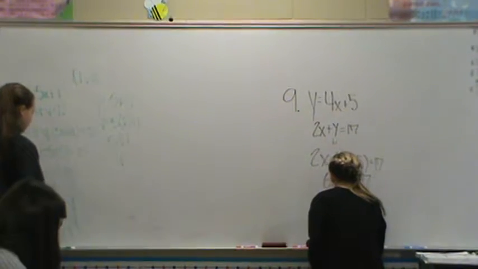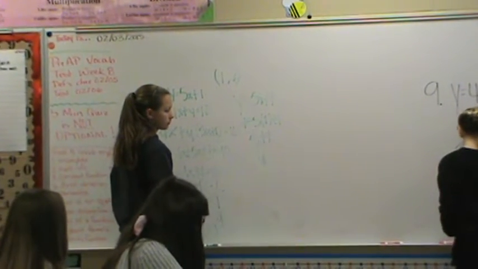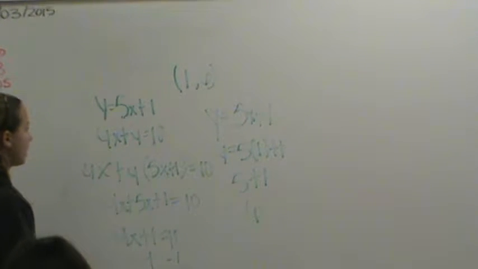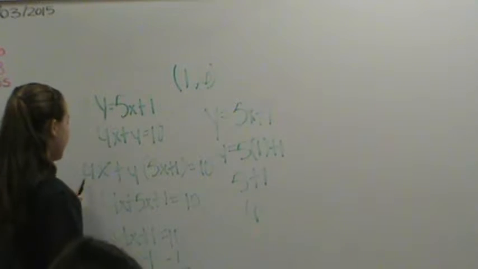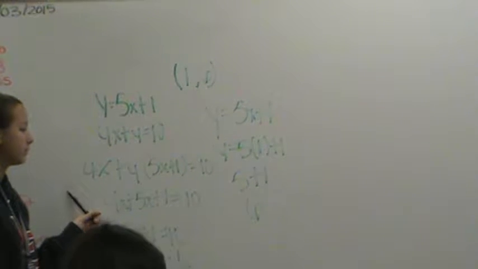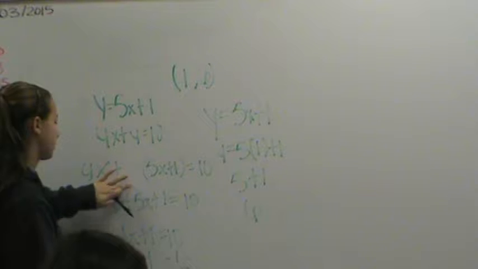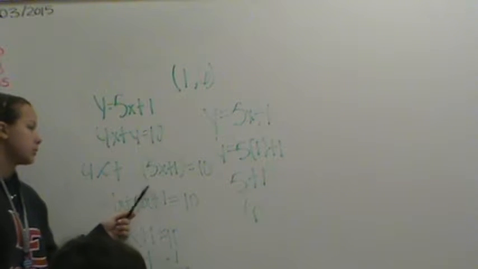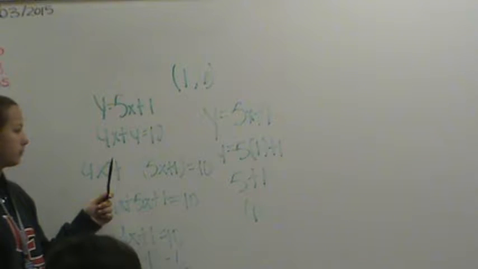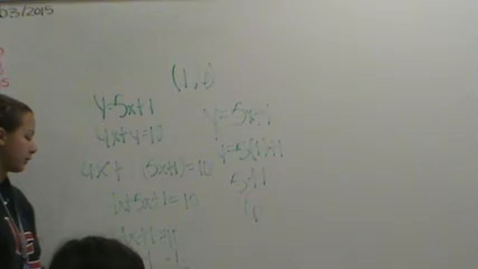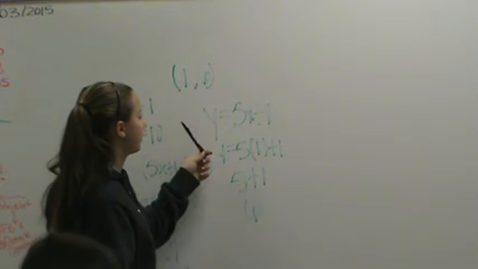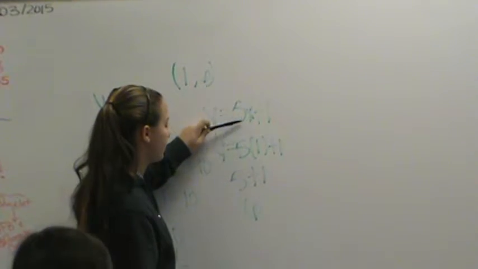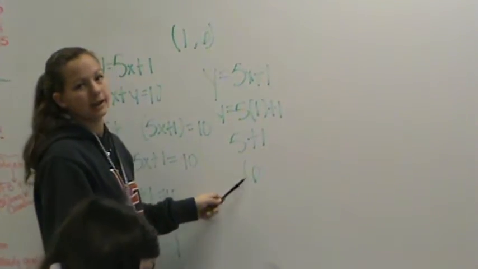All right, Summer, since Sailor is still working, I'm going to let you go ahead and explain your problem. The equations were y equals 5x plus 1 and 4x plus y equals 10. Since y equals 5x plus 1, I plugged it in to this problem, replacing y. And then I solved the equation, which got me x equals 1. Then I come over here and plugged in 1 for x, and then solved the equation, and I got 6.